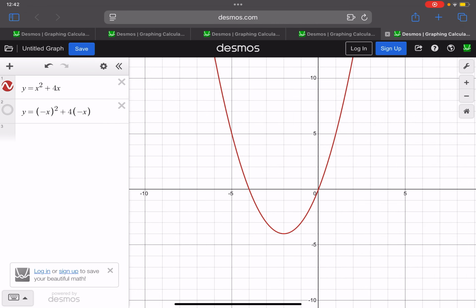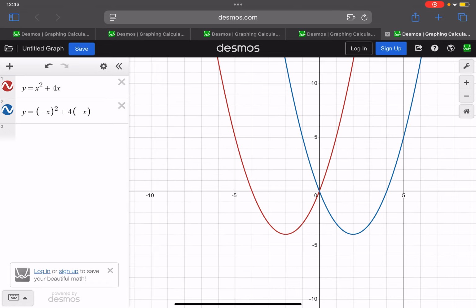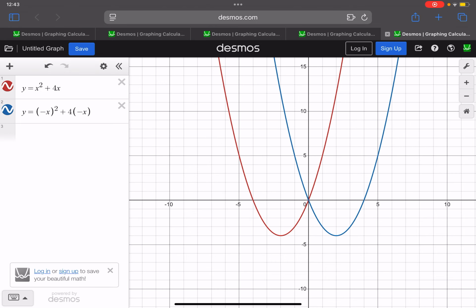Now we're having a look at what happens if the minus is inside the brackets. That's a reflection in the y-axis. The turning point here at -2, -4 is now at +2, -4. The root here that was at -40 is now at +40 over there.